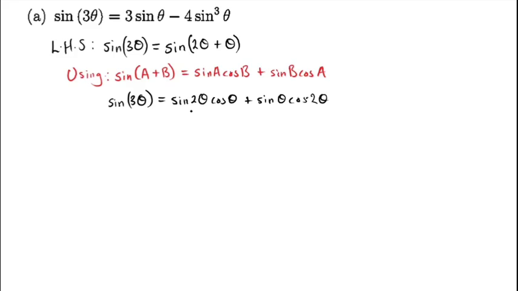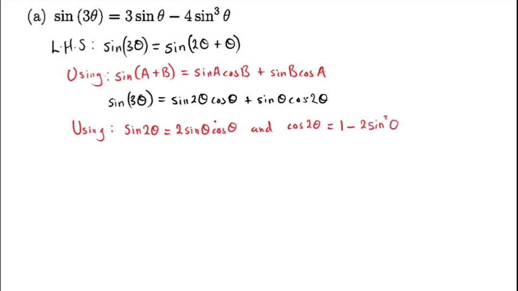Alright, so now we have sine 2 theta and cos 2 theta. We're going to use identities there as well. The identities we'll be using there are the double angle identities. The double angle identity for sine is sine 2 theta equals 2 sine theta cos theta. Then we need that one for cos as well. For cos, the identity we're going to use is cos 2 theta equals 1 minus 2 sine squared theta.